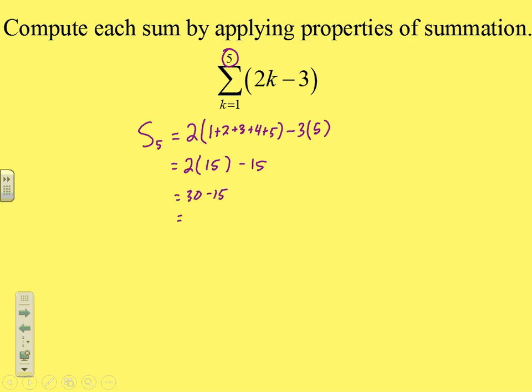So the sum of the first 5 numbers of this sequence is 15. And the other way of testing it is you could actually substitute the numbers 1, 2, 3, 4, and 5, multiply the 2 times the 1, subtract 3. We'll multiply the 2 times 2, subtract 3, and so on. And whatever those 5 individual numbers are, when you add them up, they will still equal 15.